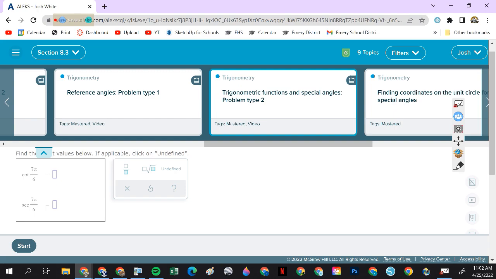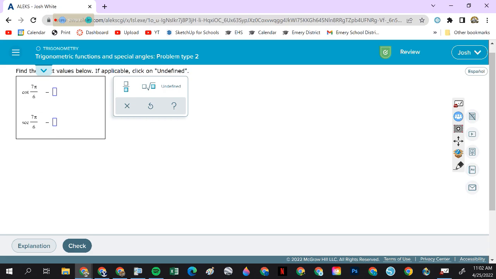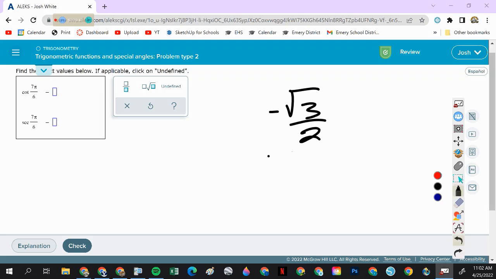The cotangent of 7 pi over 6. So on your unit circle, you go to 7 pi over 6, which is in quadrant 3, and the cotangent is going to be x divided by y. So you get negative root 3 over 2 divided by negative 1/2. The negatives cancel. You flip, and it's just the square root of 3.